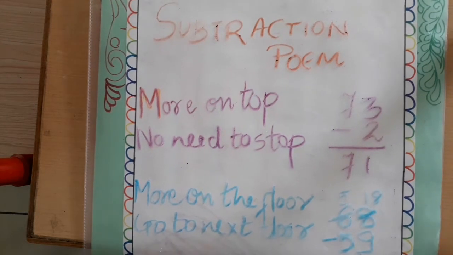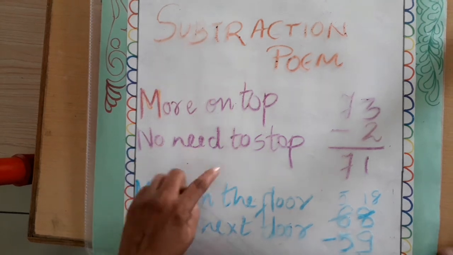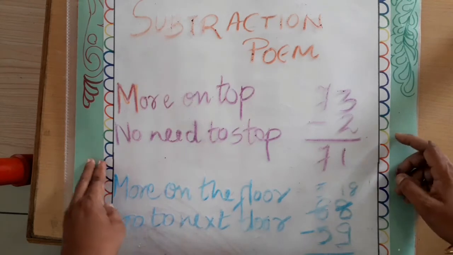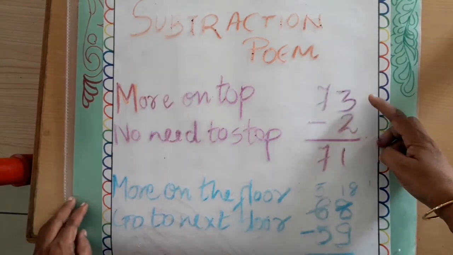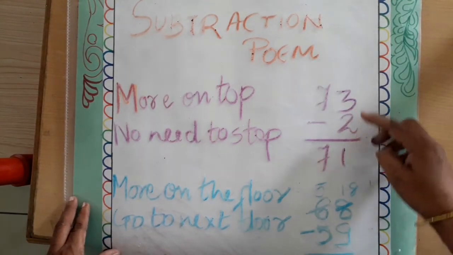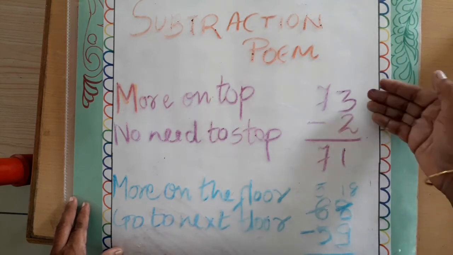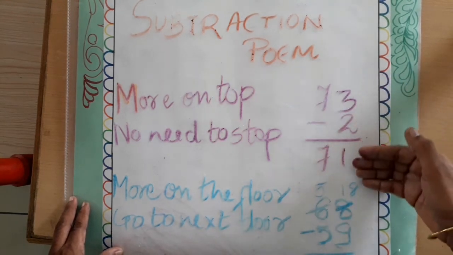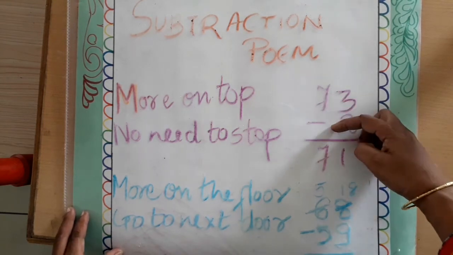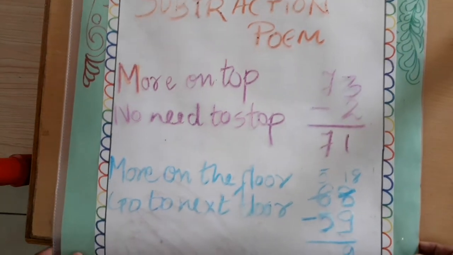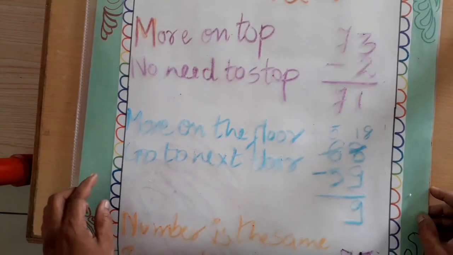Let us quickly recall the things which we have done through our poem. More on the top, no need to stop. Here you can see the question given here. 73 minus 2, 3 is greater than 2. So straightaway you can go for the subtraction. 3 minus 2 is 1 and here 7 minus 0 will be 7. The next one let us read out.